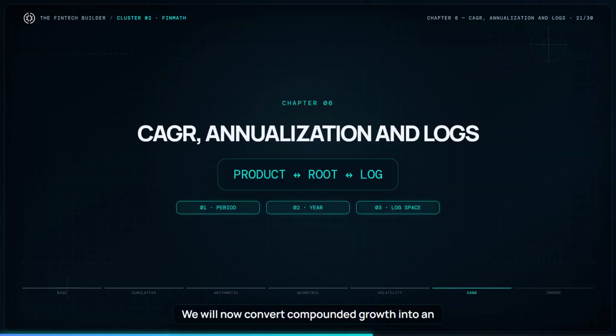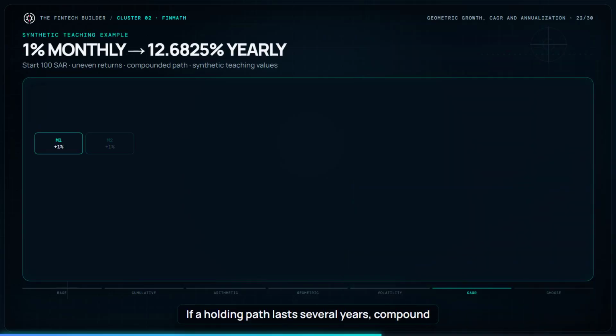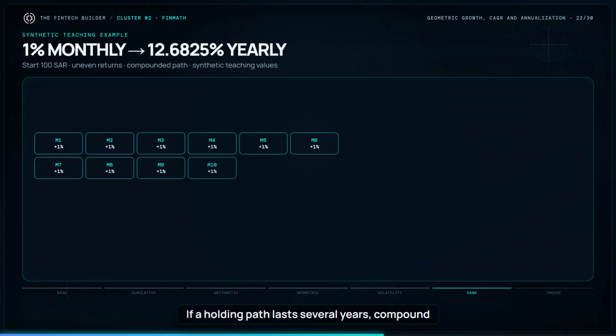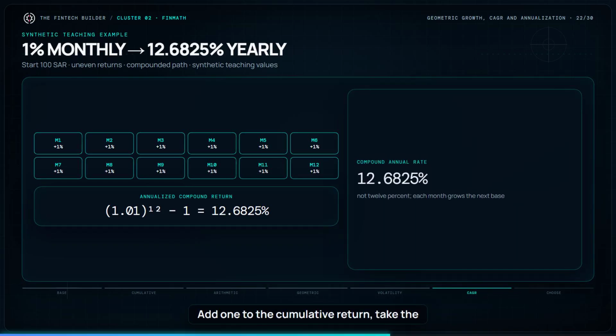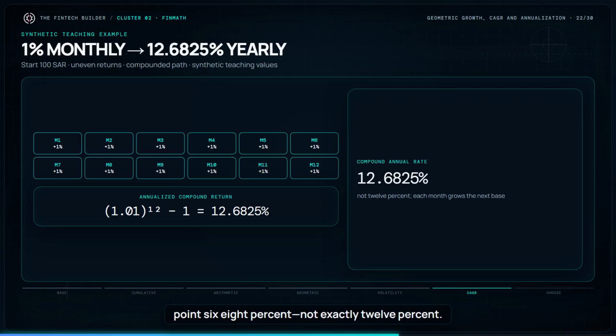We will now convert compounded growth into an equivalent annual rate and connect the geometric mean directly to the log returns from the previous episode. If a holding path lasts several years, compound annual growth rate asks for the constant annual rate that reproduces the total growth factor. Add 1 to the cumulative return, take the root matching the number of years, then subtract 1. The same logic explains why 1% per month for 12 months produces approximately 12.68%, not exactly 12%. Every new month compounds on the amount already built.